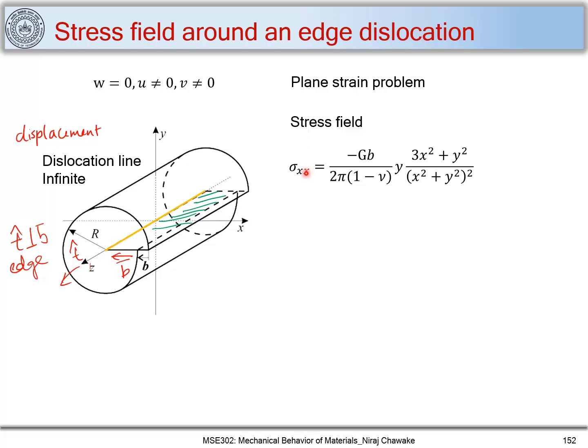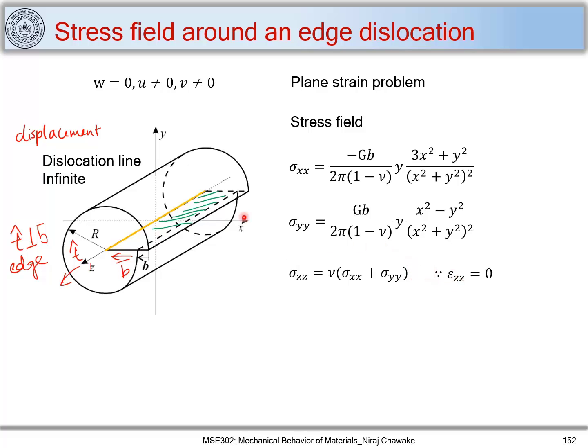We have sigma xx, which is given as minus Gb upon 2 pi (1 minus mu) into y (3x squared plus y squared) upon (x squared plus y squared) whole squared. Similarly, sigma yy is equal to Gb upon 2 pi (1 minus mu) into y (x squared minus y squared) upon (x squared plus y squared) whole squared. And sigma zz you can write in terms of the Poisson ratio, like sigma zz equal to mu into (sigma xx plus sigma yy). How can we write this?